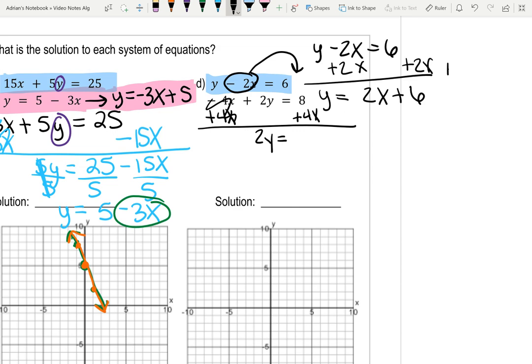And if you want to go ahead and put your slope first, you can. So that would just be 4x plus 8. Or you could write 8 plus 4x and then rearrange it at the end. But just make sure you're not combining them. Then I'll divide by 2. Y equals 2x plus 4. So this is my first line. This is my second line.